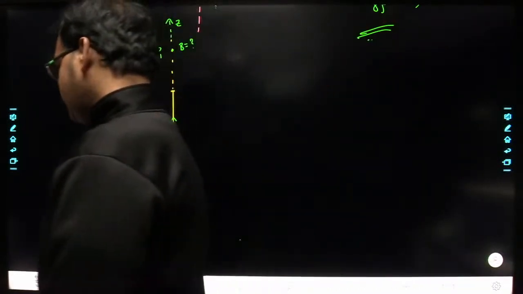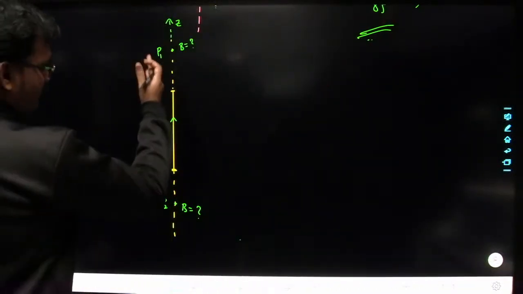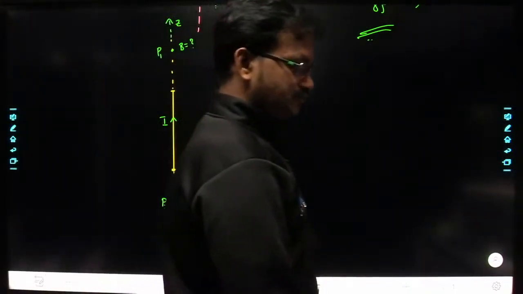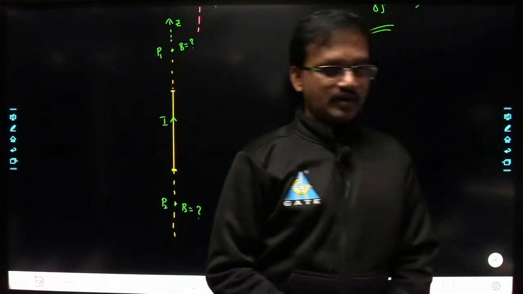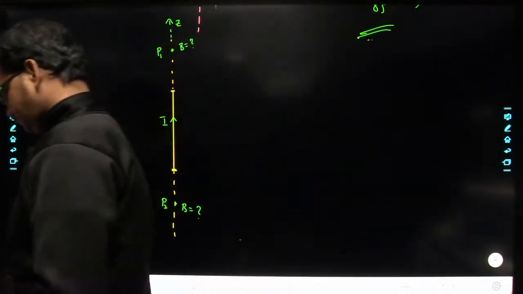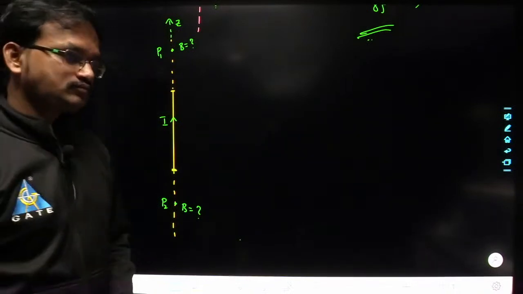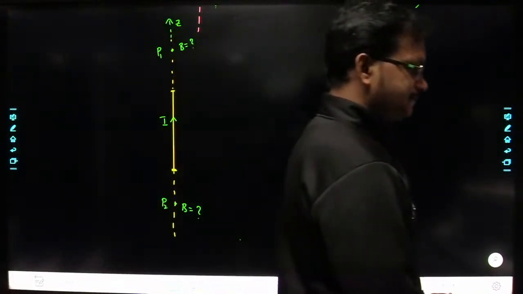Okay. So what is the B field here? Tell me. At point P1 and at point P2, what is the B field you are going to get? What is the B field we got?